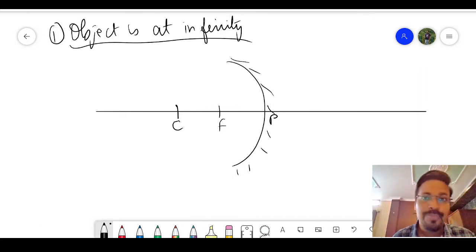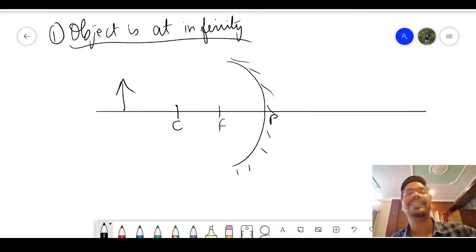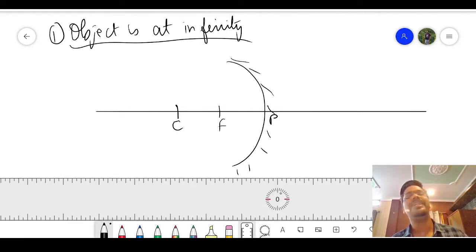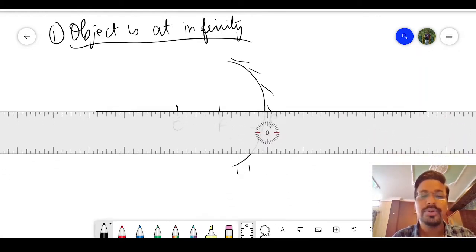Now we will think as if, as I have written in the heading, that the object is at infinity. When the object is at infinity, I cannot draw the object here, because the object is placed at infinity. Infinity means you cannot see where the object is. So we will assume that rays of light are coming from the object and hitting the mirror, and they will reflect to form the image. So that is what we will assume.